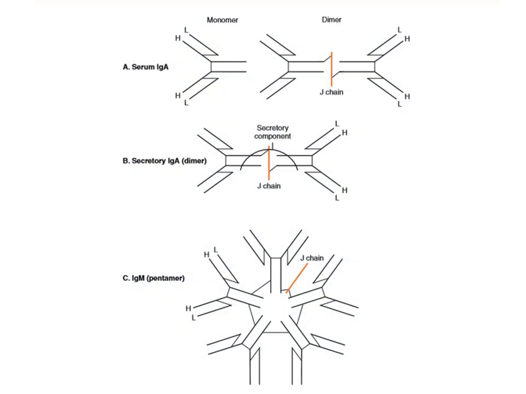So this is the last slide of today's lecture. The purpose of this slide is to show you the pentamer form of the immunoglobulin M molecule and the basic structure of the immunoglobulin A molecule. If you look at the immunoglobulin A molecule, there are two Y-shaped immunoglobulin molecules, and in the central portion they are joined by a J chain. This is a J chain that is uniting the two immunoglobulin molecules.